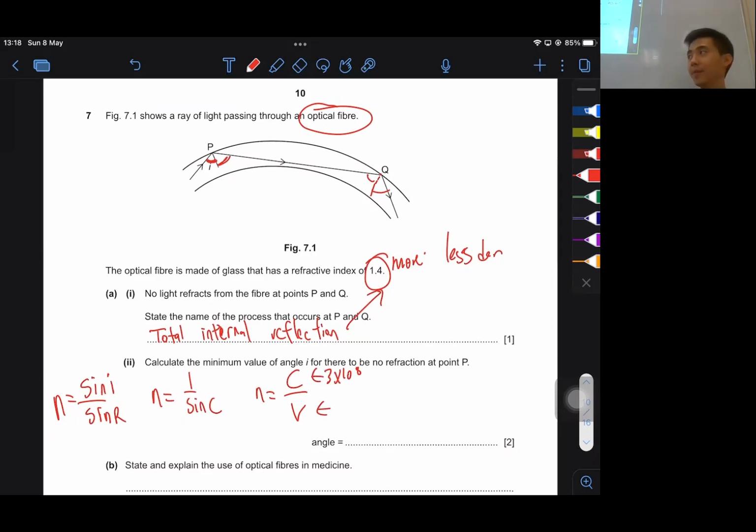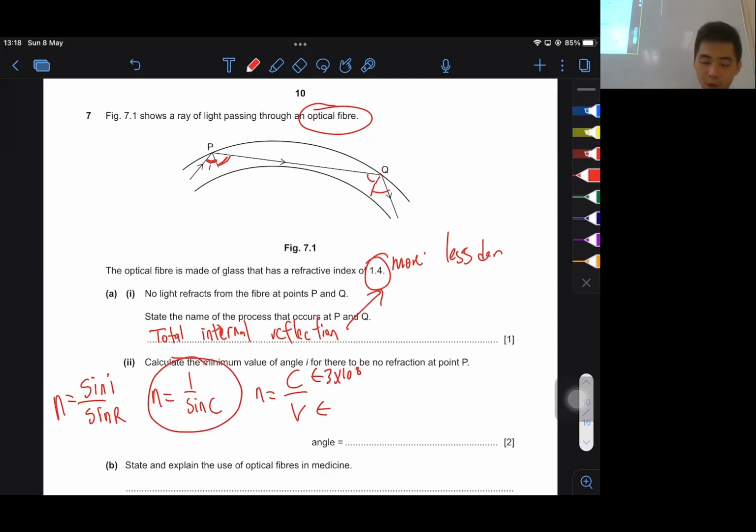V is speed of light in the medium, like for example the water or the glass or the plastic or whatever. In medium. So which formula should we use in this scenario? 3 times 10 to the power of 8, yeah, meters per second. You should know this by now, huh? 1/sin C. Good. You're supposed to use 1/sin C. Why?